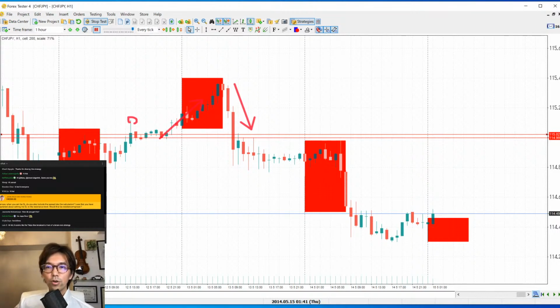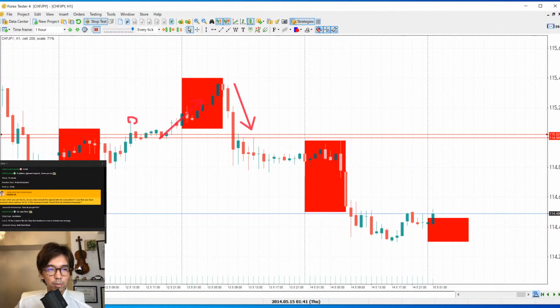Tokyo Box is working very well on GJ. Yeah, it works on JPY crosses. So GJ, EURJPY, USDJPY, CHFJPY, AUDJPY, CADJPY, NZDJPY. I think it should work.